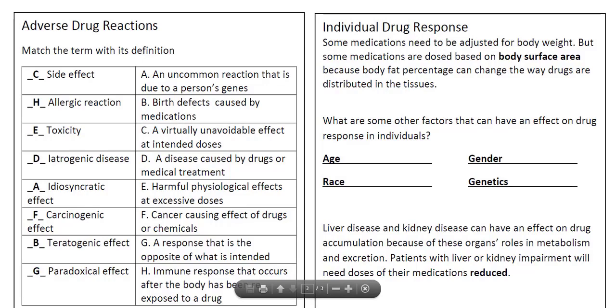An example of how drugs can affect gender differently is alcohol. Females metabolize alcohol slower than males and therefore get intoxicated faster.